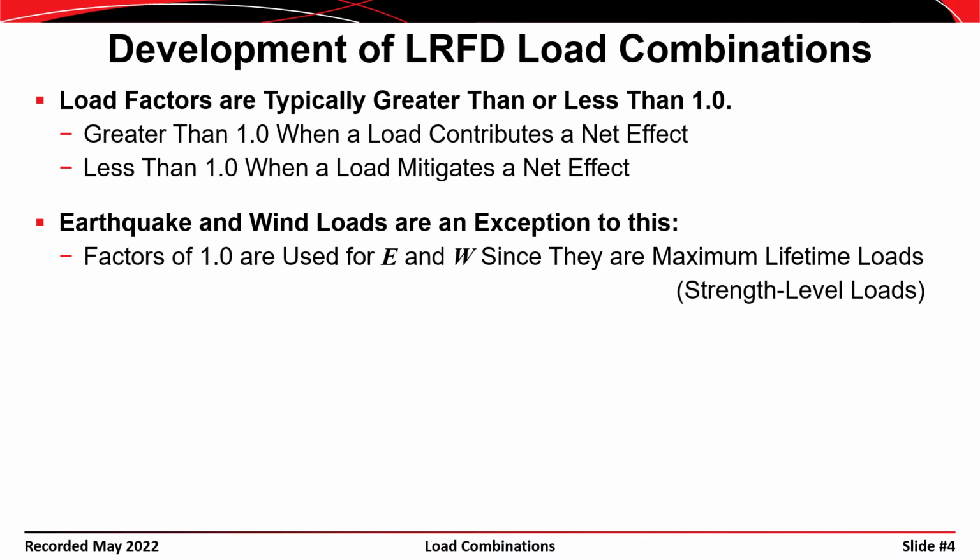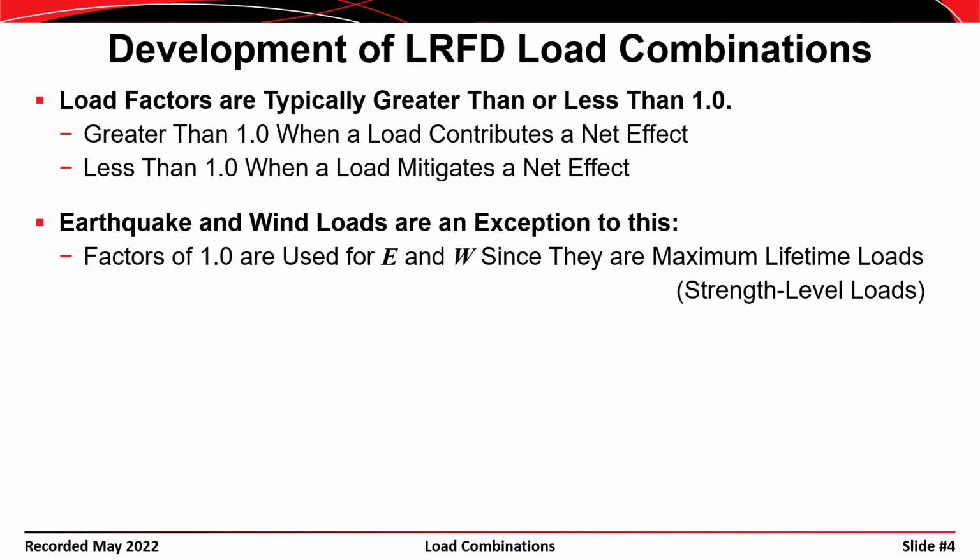Earthquake and wind loads are a little bit different than that. Earthquakes and wind loads are calculated at their maximum lifetime load levels, whereas the other load effects, dead, live, snow, and rain, are calculated at their arbitrary point in time levels. So when we include E and W in our load combinations, they're often calculated using a load factor of 1. Now, different textbooks and different standards use different terminology, but a lot of times you'll see the term strength level loads for earthquake and wind.